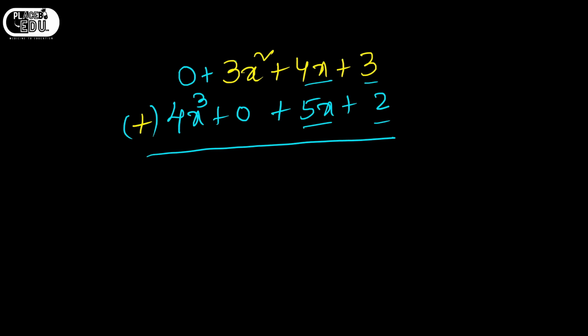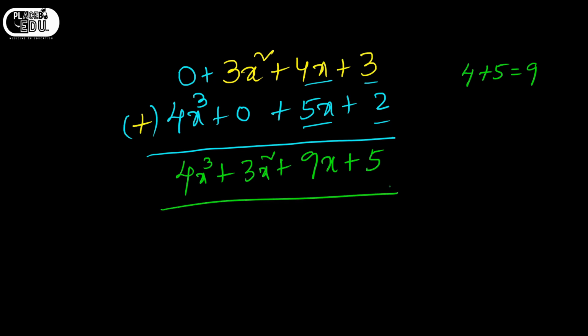Now it's very easy that we can add them. So 4x cube plus 0 is 4x cube, 3x square plus 0 is 3x square, plus 4x plus 5x. Here there is nothing difficult. What you have to add is only the coefficients. So what are the coefficients? That is 4 plus 5, which is nothing but 9. So we will write that 9 and the variable there. Understood? 3 plus 2 is 5. Okay, I think you got.